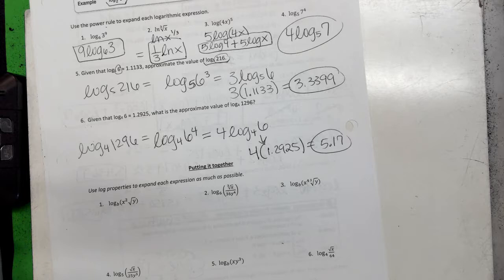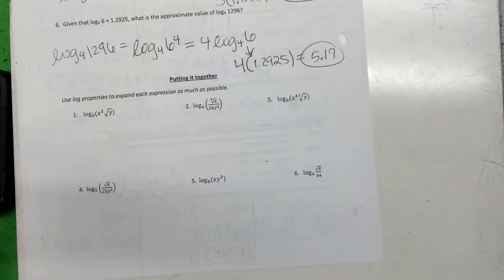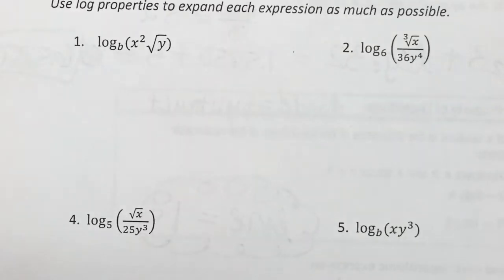Alright, just a few more. Most of these you'll be doing on your own, but we're going to do a few together. We're going to expand these, but it's not going to tell you what property to use, and there might be more than one property. Okay, so we're putting all the properties together. Product, quotient, and power. For this first one, I want you to tell me one property that you see that we could use.